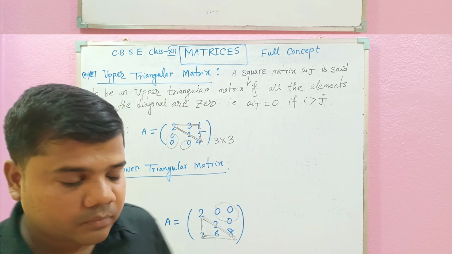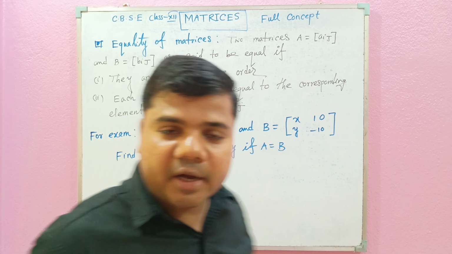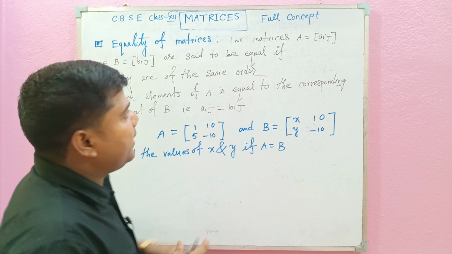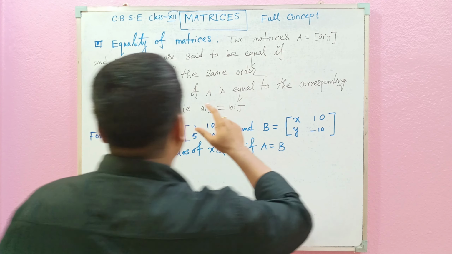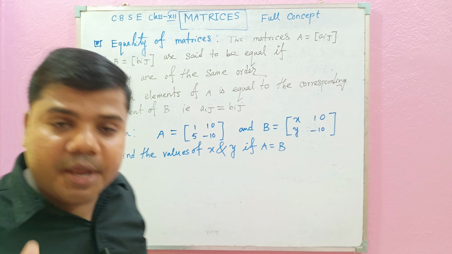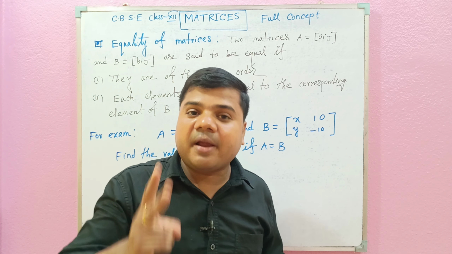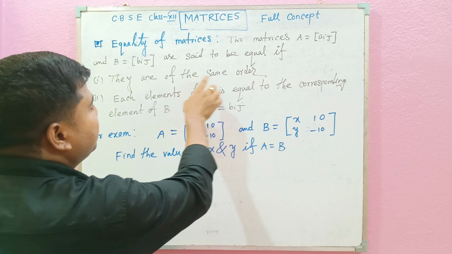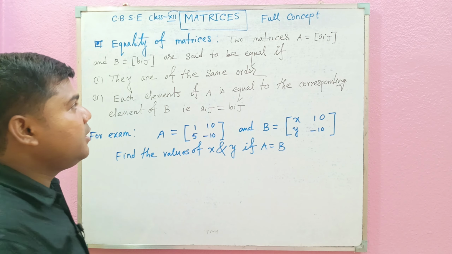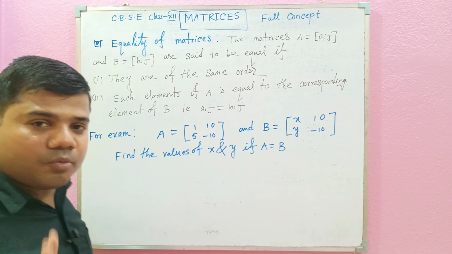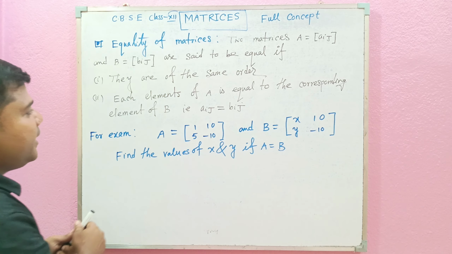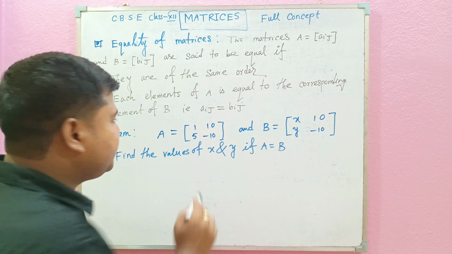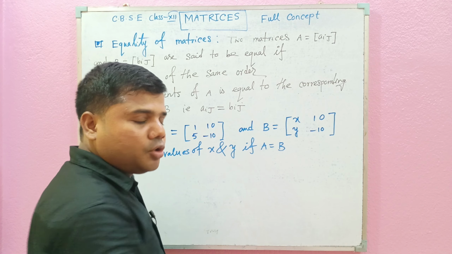Now we will discuss when two matrices are said to be equal. Two matrices A and B are said to be equal if they satisfy two conditions. Number one, they are of the same order, that is, the orders of A and B are equal. Next, each element of A is equal to the corresponding element of B. That is, for all i, j, Aij is equal to Bij.